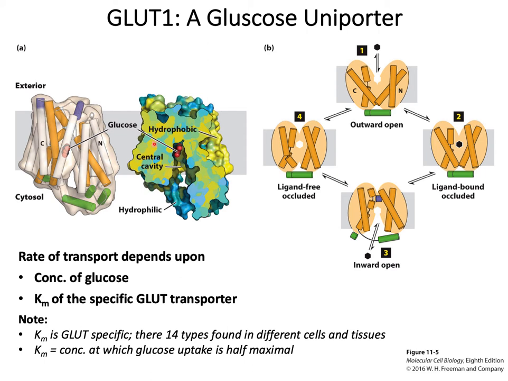So here you can see a cut open view of the structure, which shows the surface electrostatic potential in yellow and blue. The hydrophobic amino acids are all in yellow, whereas the hydrophilic amino acids are in blue. So you can see that the hydrophobic amino acids, which are in yellow, are facing towards the lipid bilayer, so they are interacting with the hydrophobic lipid core right here.